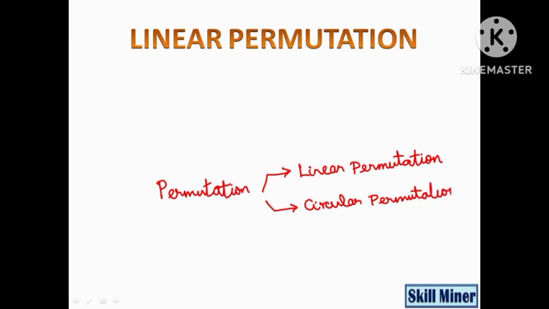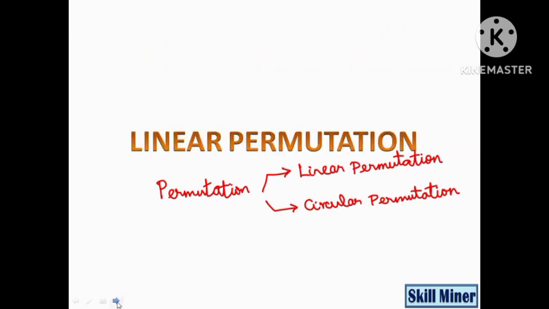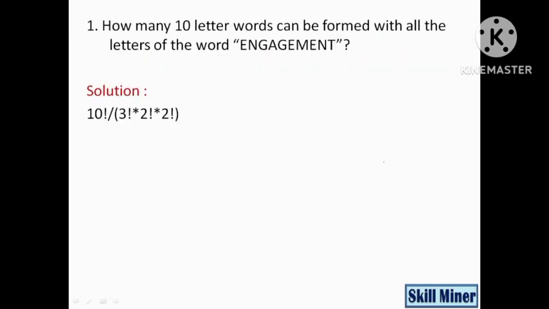Now we are going to see the problem on both models one by one. The first question is based on the model linear permutation. This is also called as factorial permutation. First we can go to the question.